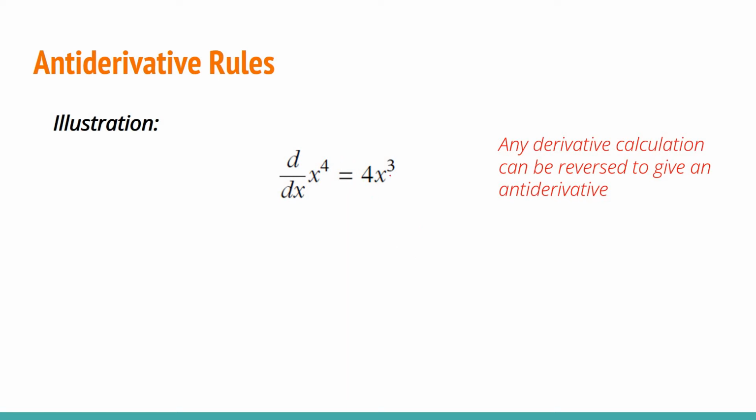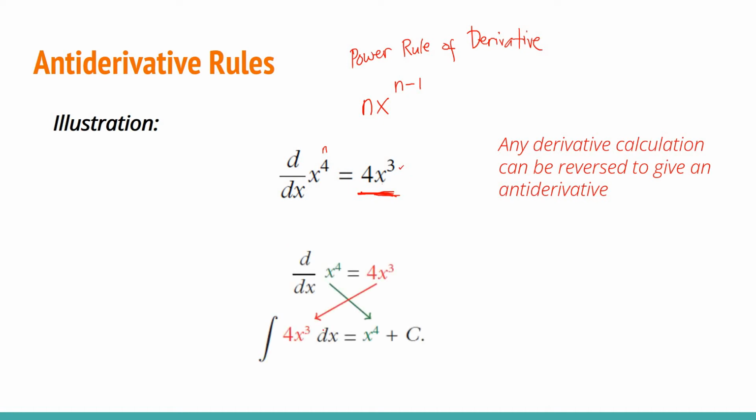So, as a review, the way to get this one is n x raised to the power of n minus 1. This is the power rule of derivative. That is why it is 4x cubed. Bring down n, which is 4, so we put the 4 here times x, and then 4 minus 1, that's why it is 3. So this is the illustration.